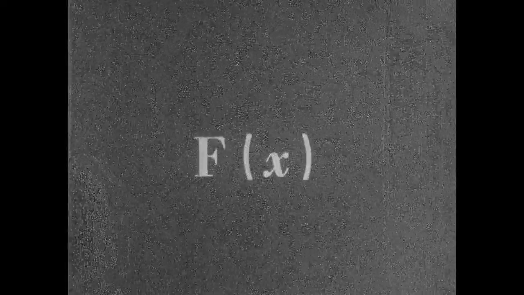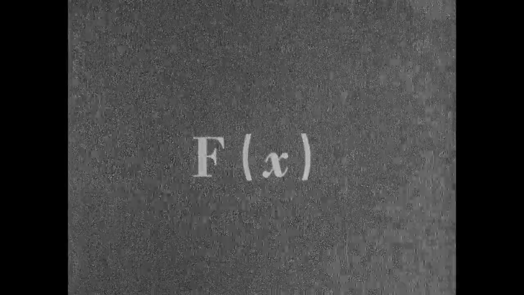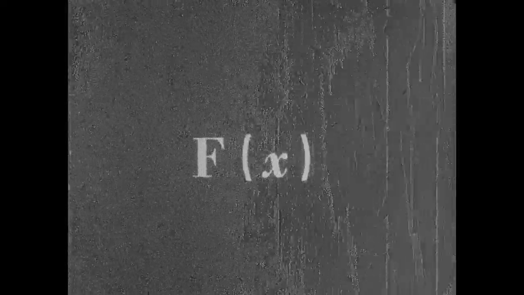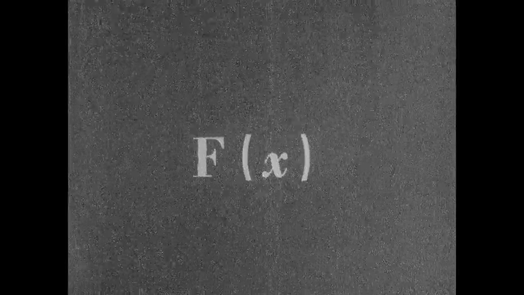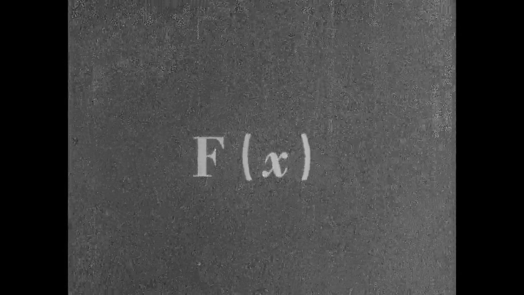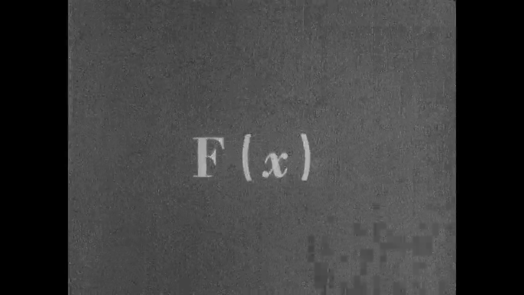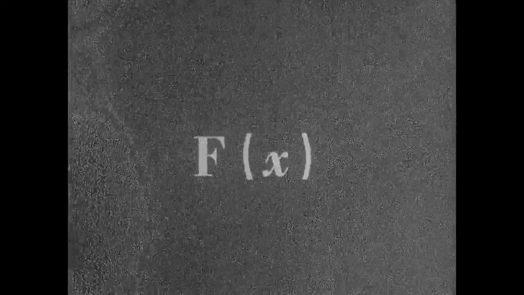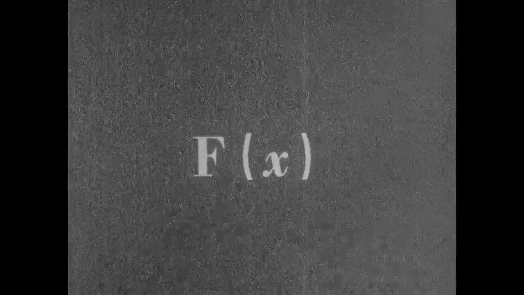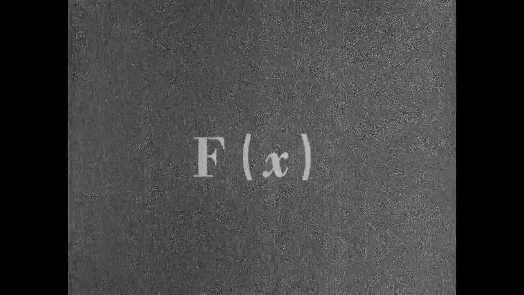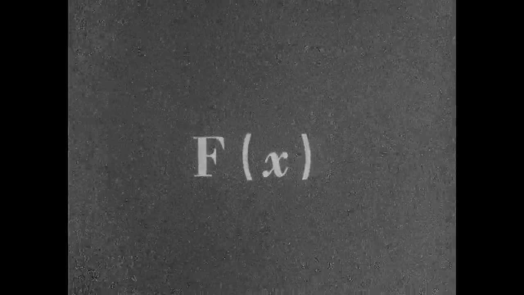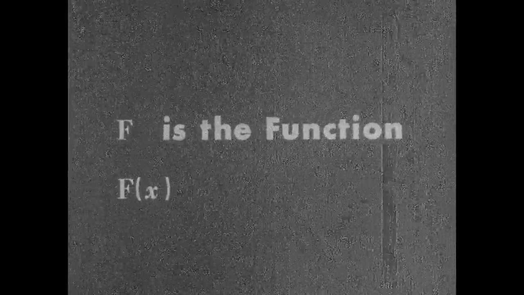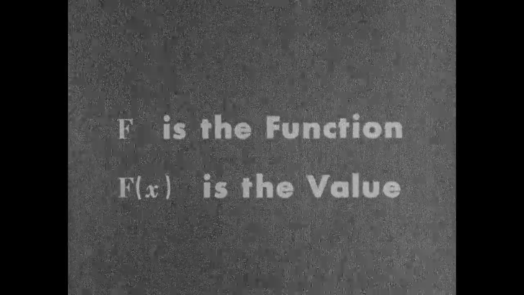The notation f at x signifies the value of y for a particular value of x. In the traditional treatment of functions, the symbol f of x has been ambiguous. Sometimes it stood for the function, sometimes for a particular value. One of the advantages of the approach we have presented is that this ambiguity is eliminated. F is the function. F at x is the value.